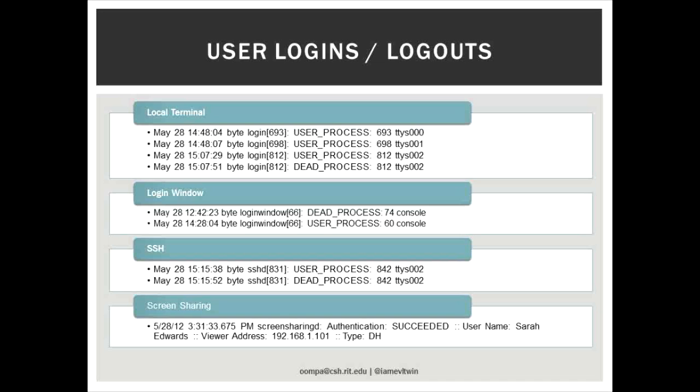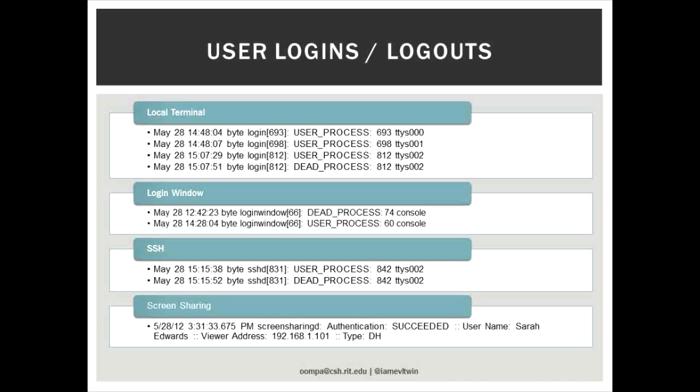Login window is the normal GUI login window that everybody with a Mac will log into. SSH, if you want to use the OpenSSH client, you can also use that. And there's also screen sharing, which is basically a VNC type of program used for Macs. So other than screen sharing, each one of these events has a underscore process associated with it. So user_process is a log on, and the dead_process is a log off.